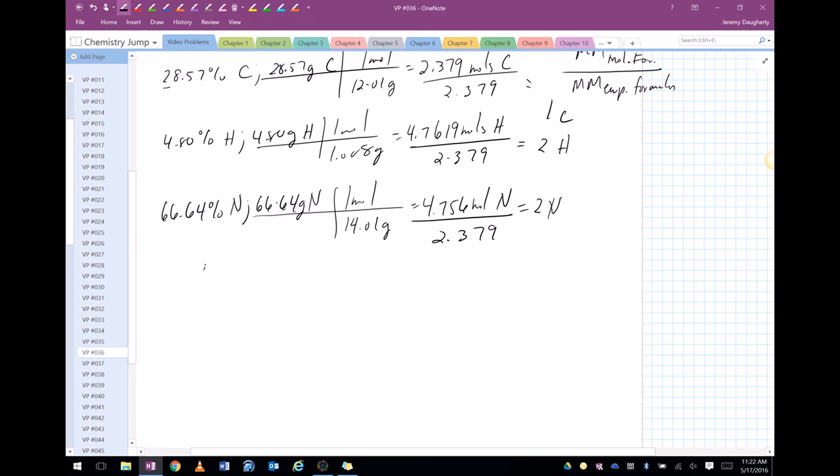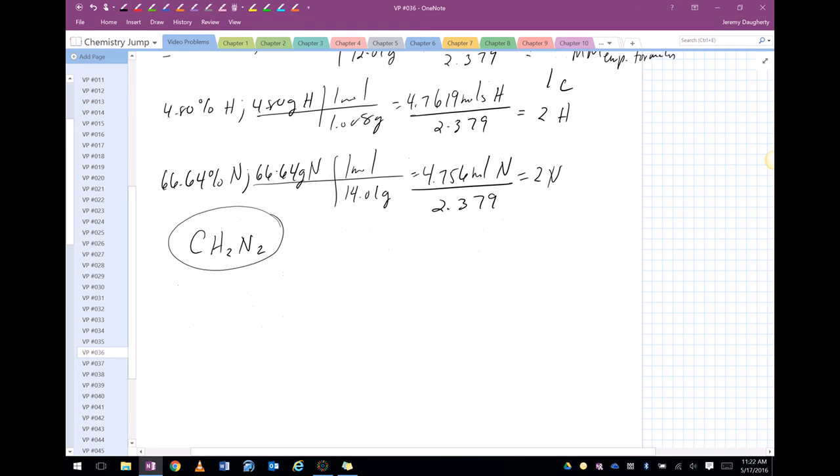So what's the empirical formula? The empirical formula is CH2N2. Now what we have to do is compare how much this weighs to how much we know the molecule weighs. We know the molecule weighs 125 grams. That's how much the molecule weighs. So what is this going to weigh?